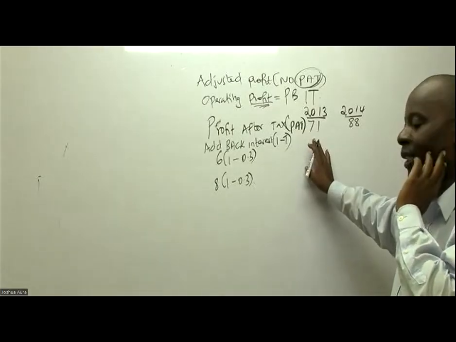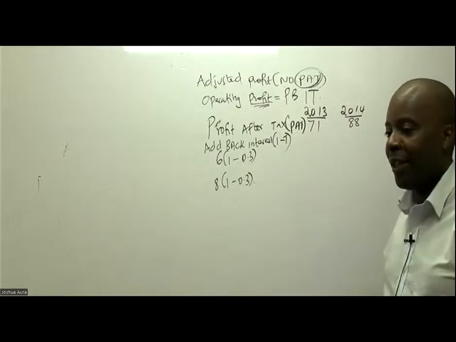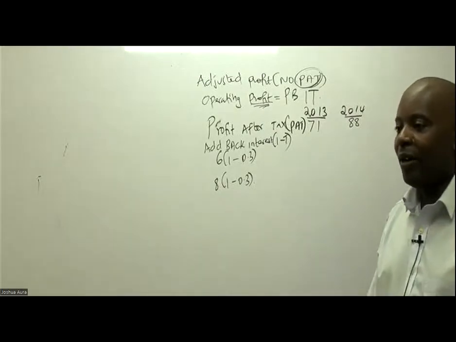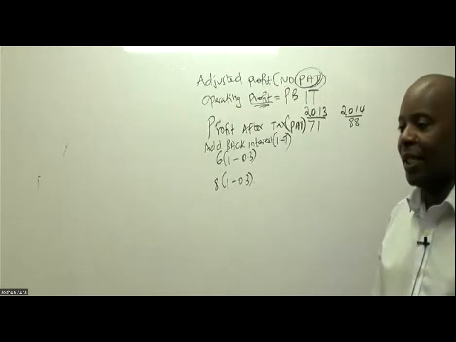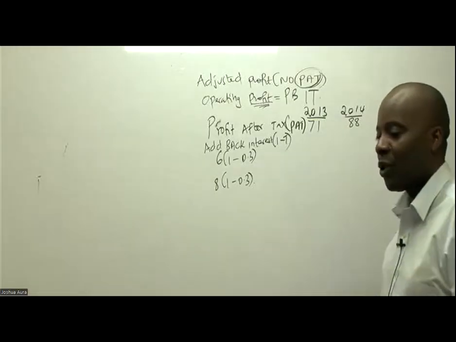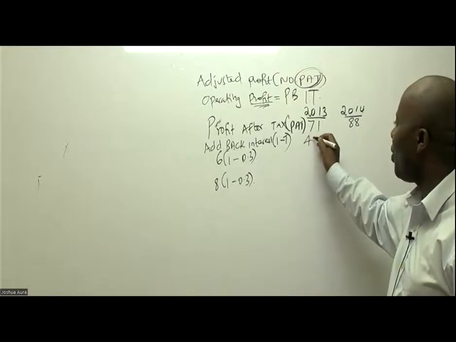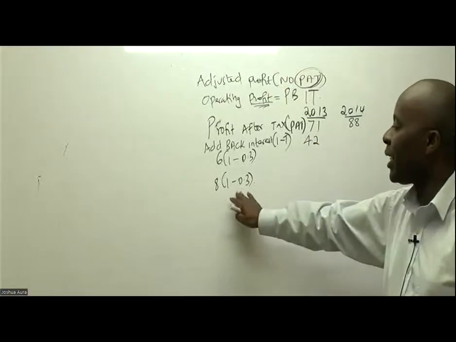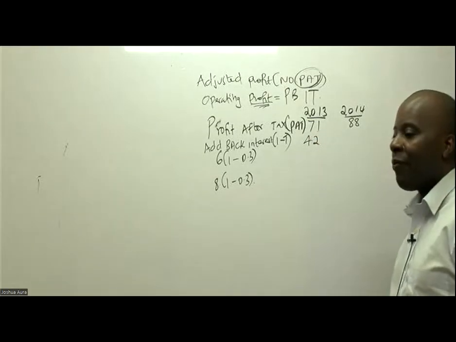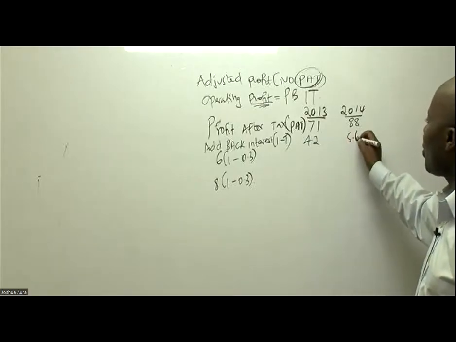So 2013, what do we have? Somebody talk to me. 4.2. So this is 4.2, and then 2014 is 8 times 0.7, 5.6 like that. Thank you so much.